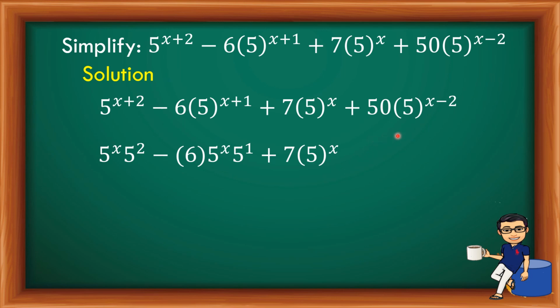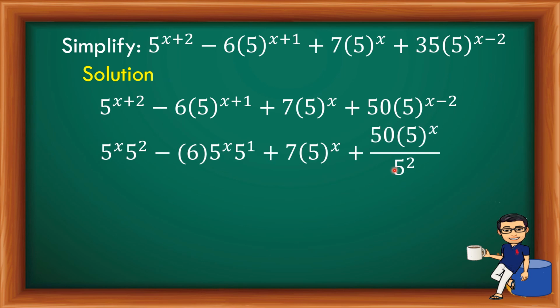On the last term, in 50 times 5 raised to x minus 2, we need to distribute x minus 2 to the base 5 here. And what we are going to do is to apply the quotient rule in the law of exponent. The result will be this. We just copy 50. Then we distribute x to 5 here. That's why we have 5 raised to x.